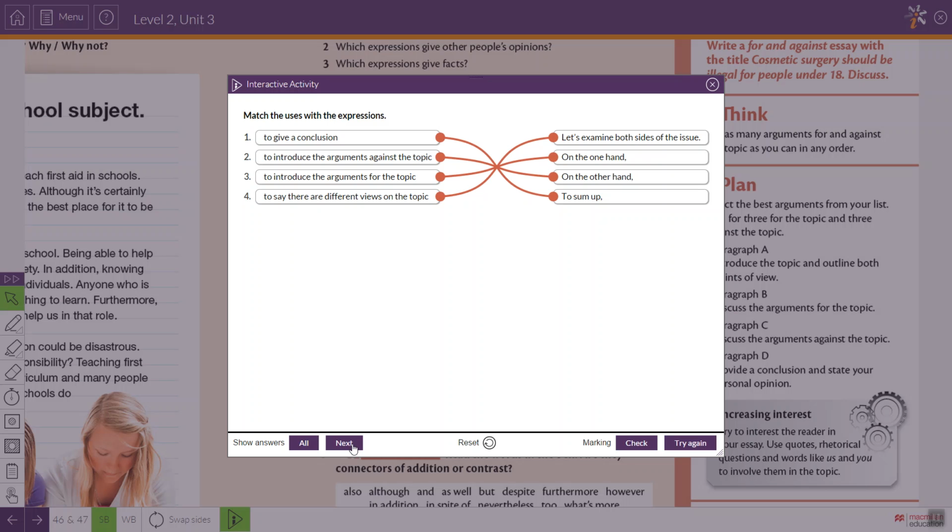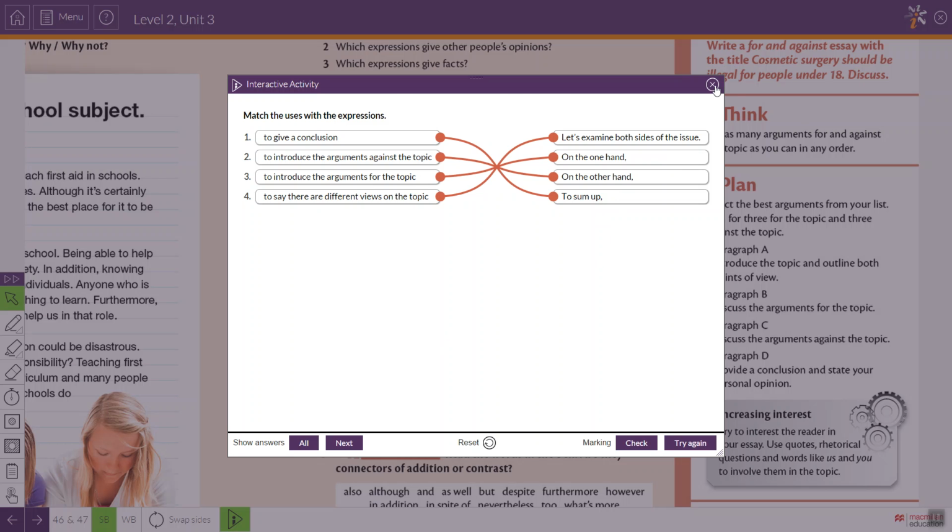The thing is that sometimes you can put the against first, so you would start with "on the one hand," and sometimes you put the for first, so you would start with "on the one hand."